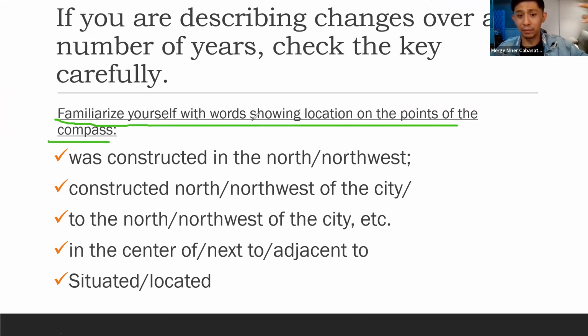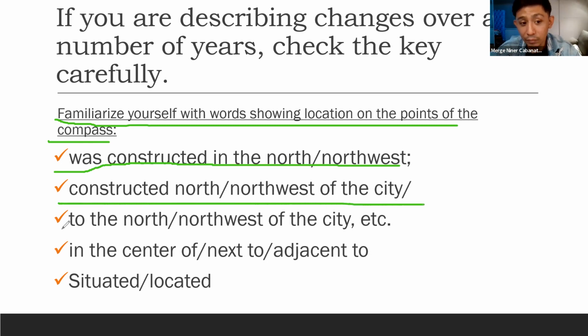So we will be using phrases like "was constructed in the north or northwest." You can write something like, "The school was constructed in the north of the city. The hospital is constructed northwest of the city, to the northwest of the city." You get the point. You can change it with southeast, eastern, western, however you want. Middle area, middle part, adjacent to, outskirts. Those are very useful.